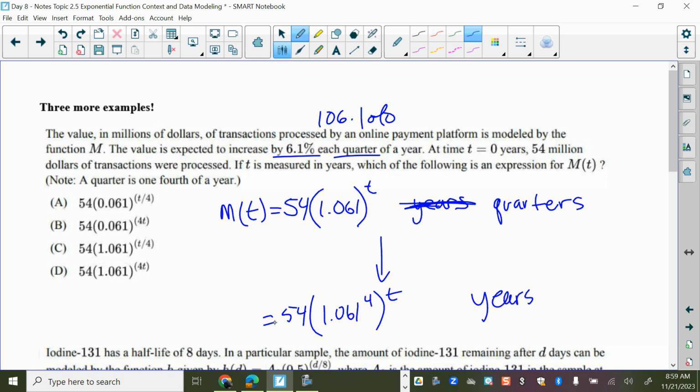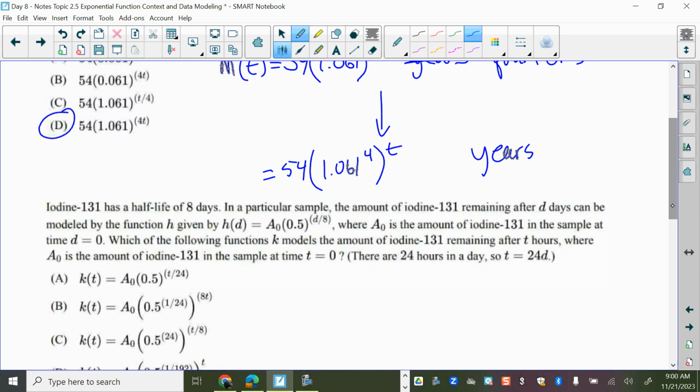Right, so you see the answer you want? Letter D? Always letter D. So I guess pick letter D if you don't know. All right, last 2, we're almost there.